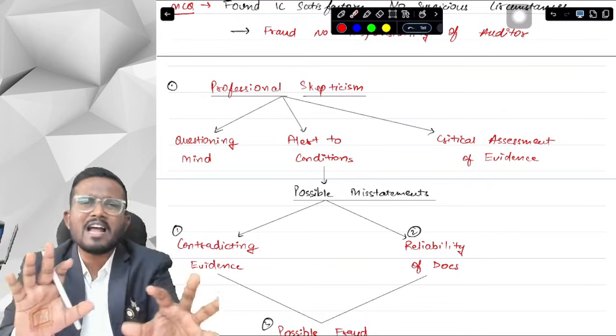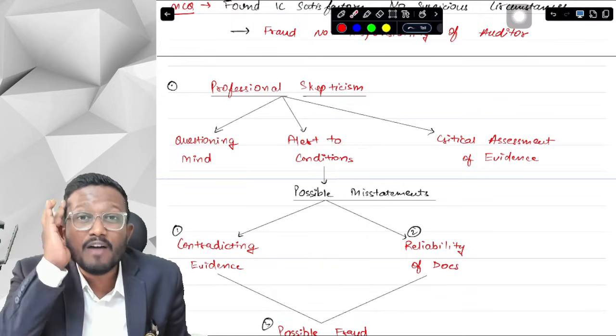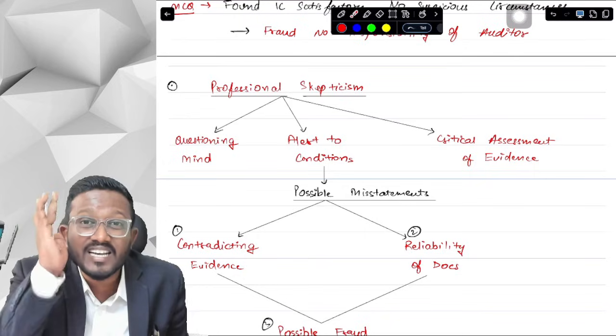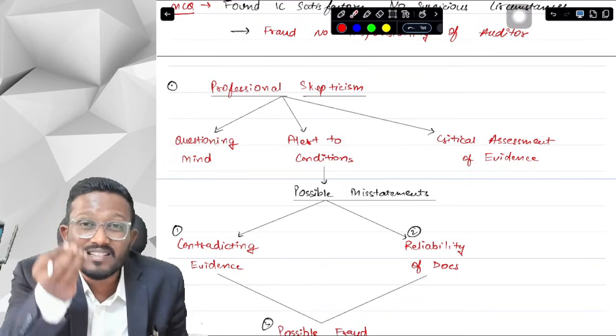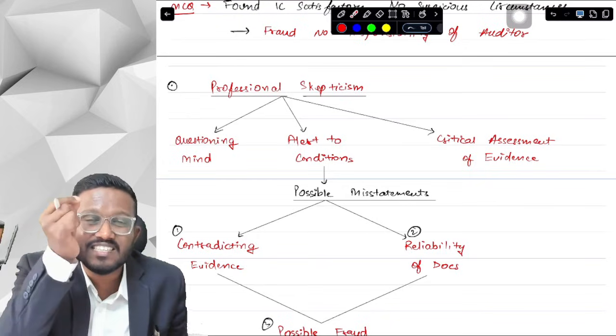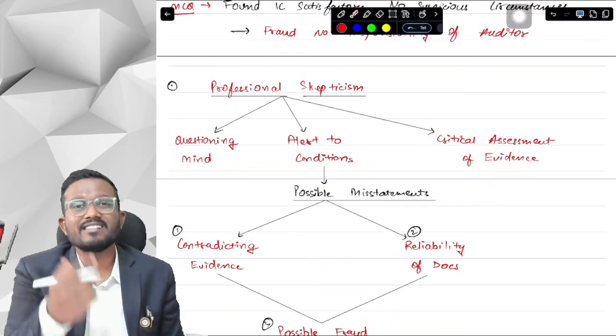You cannot just accept anything and everything that is said by the client to you. You have to be cautious, you have to be alert, you have to maintain a questioning mind. You need to question everything that is said by the client. This is the main thing, which means professional skepticism. You should be skeptical about anything that is said by the client.